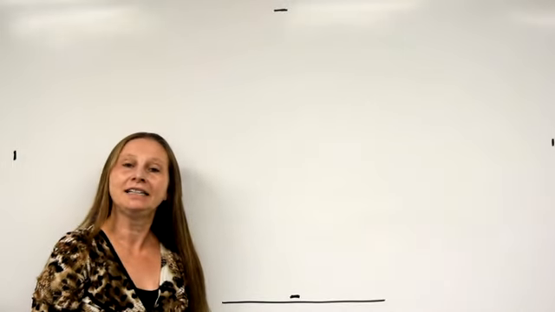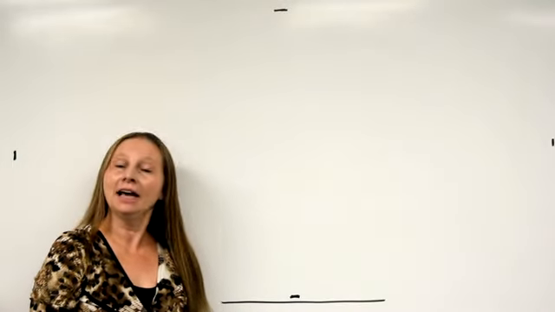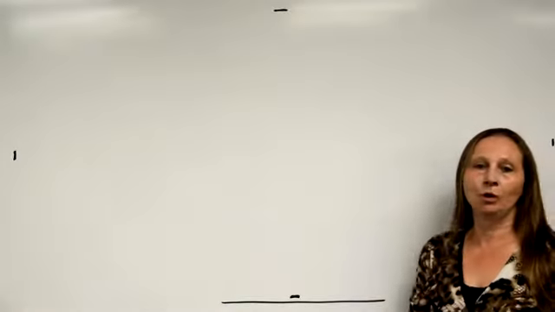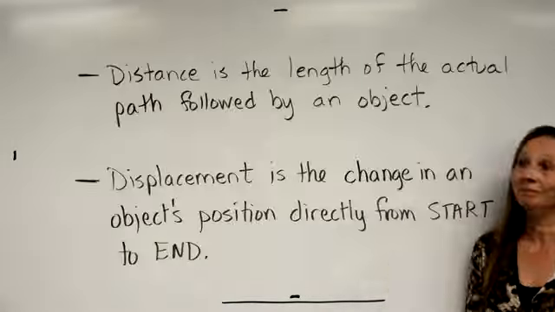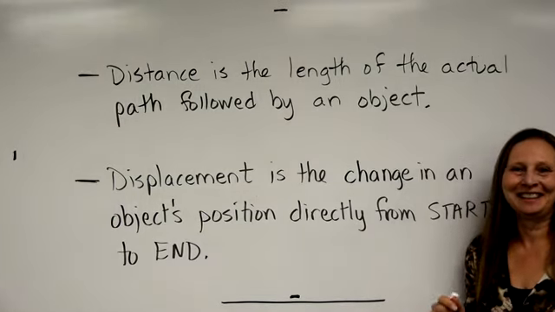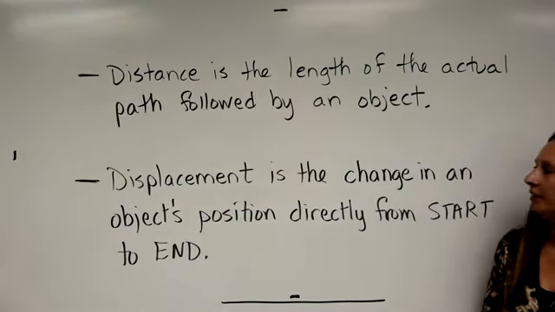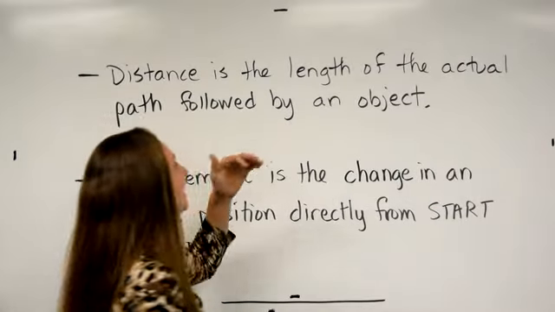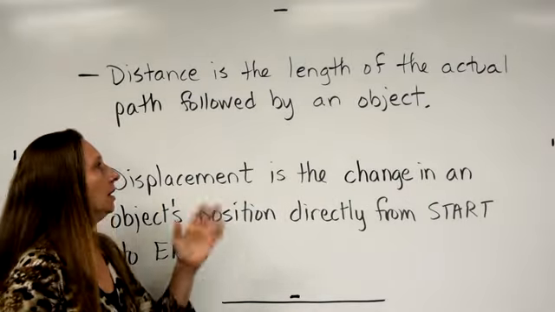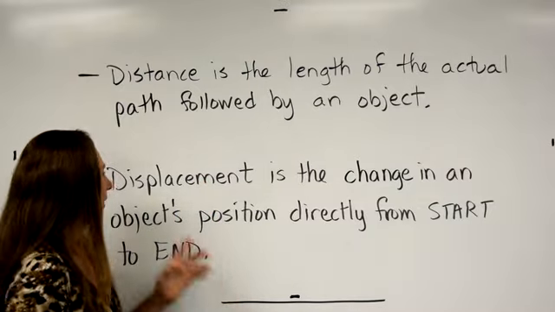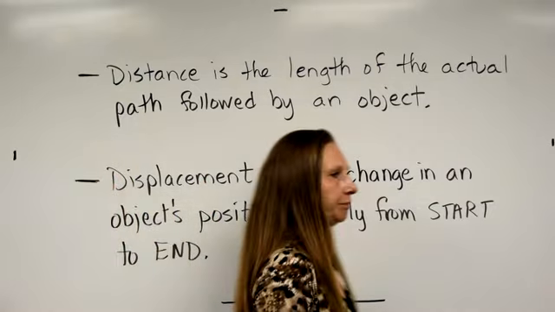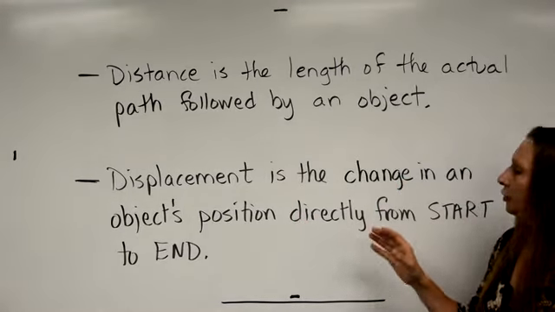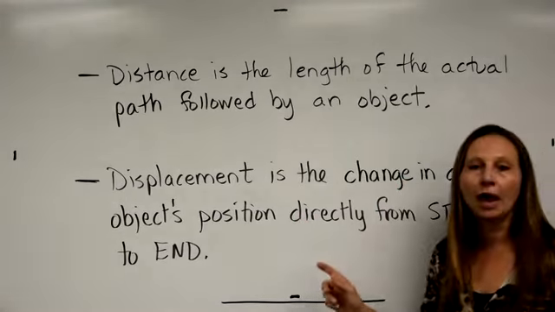Now we'd like a definition for distance and a definition for displacement. So, 1, 2, 3, poof, there they are. The definition of distance and the definition of displacement. Distance is the length of the actual path followed by an object. Displacement, on the other hand, is the change in an object's position directly from start to end.